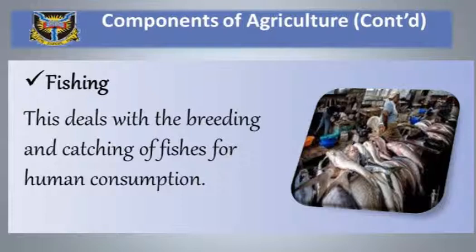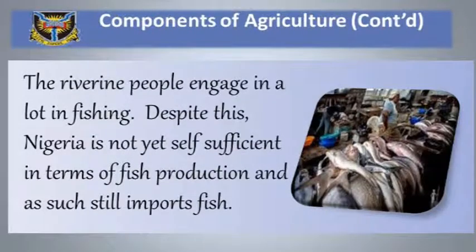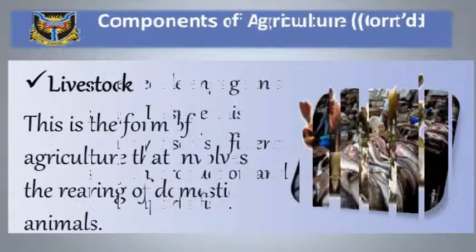Fishing. This deals with the breeding and catching of fishes for human consumption. The riverine people engage in a lot of fishing activities. Despite this, Nigeria is not yet self-sufficient in terms of fish production, and as such, still imports fish.